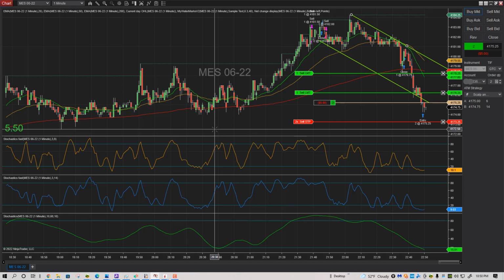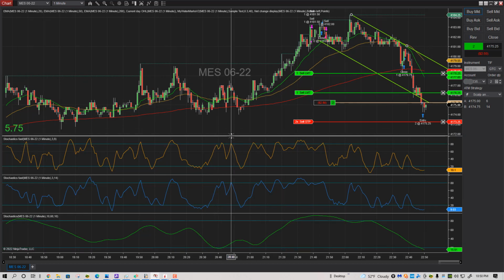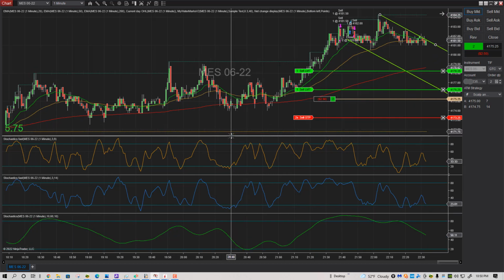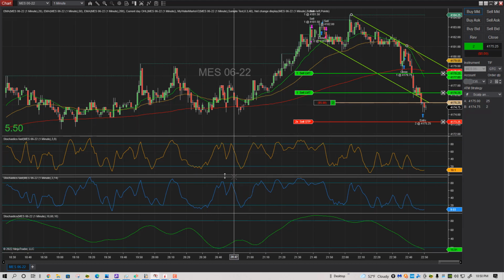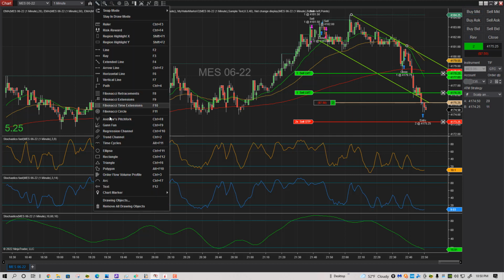Now, while I'm waiting for this to play out, I just want to go back and show you a couple of good setups that I really want to pay attention to. This is overnight trading right now. Again, I'll show you certain setups that I'm looking for, and I'll circle these if I can. Control F11. Let's see here.